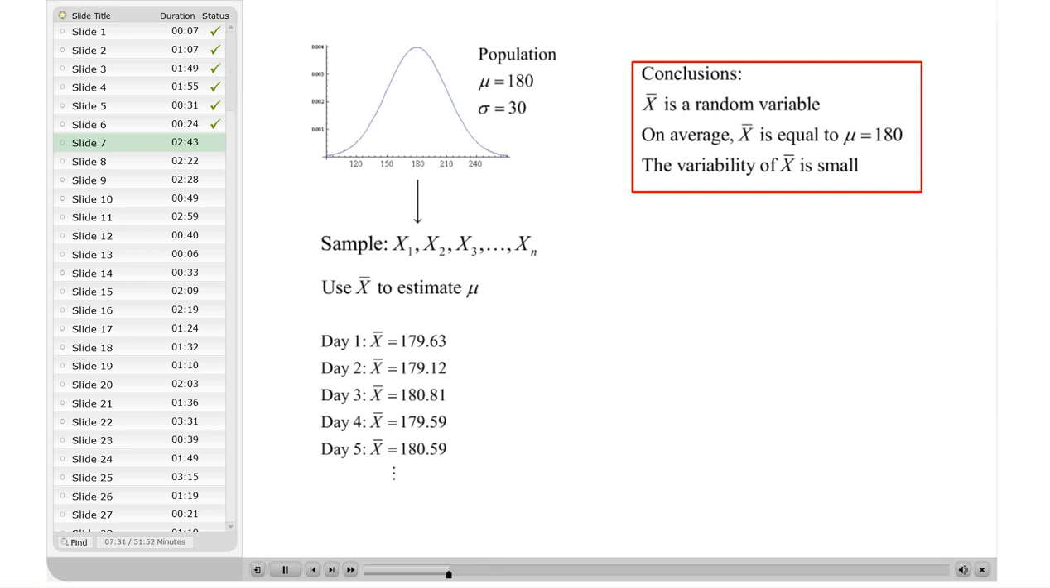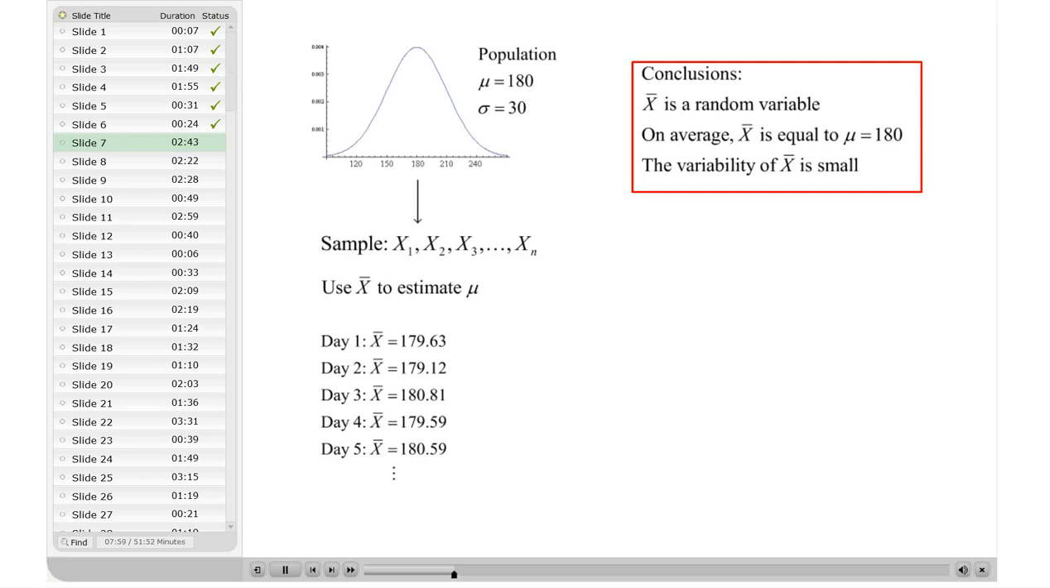And that's really good because we want to use the sample mean to estimate the population mean. And so it would be really bad if the sample mean were systematically bigger or systematically lower than the population mean. But that's not the case. The sample mean is sometimes above the population mean and it's sometimes below the population mean, but on average it's equal to the population mean, and that's what we want to happen.